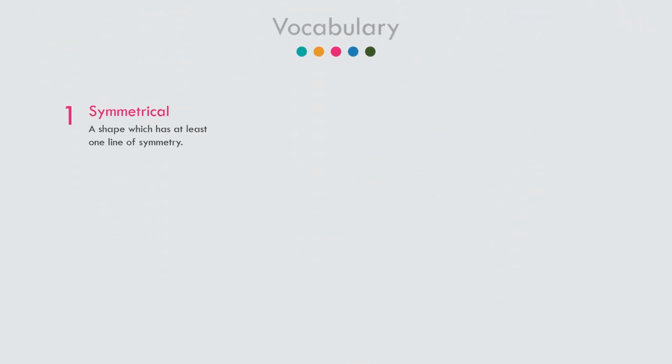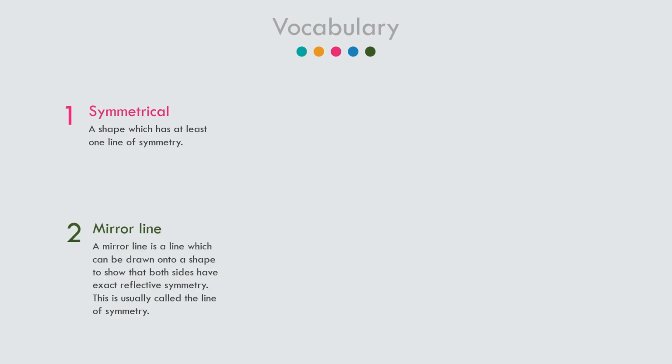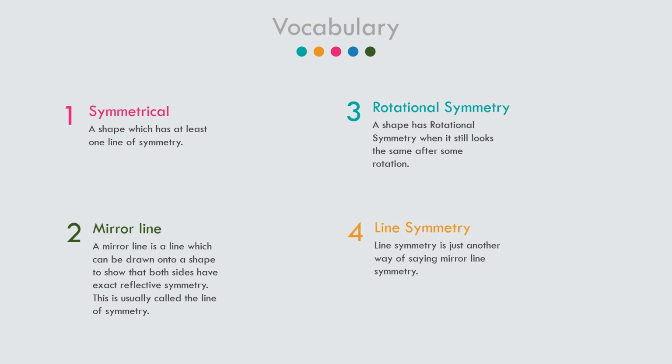Symmetrical. A shape which has at least one line of symmetry. Mirror line. A mirror line is a line which can be drawn onto a shape to show that both sides have exact reflective symmetry. This is usually called the line of symmetry. Rotational symmetry. A shape has rotational symmetry when it looks the same after some rotation. Line symmetry. Line symmetry is just another way of saying mirror line symmetry.